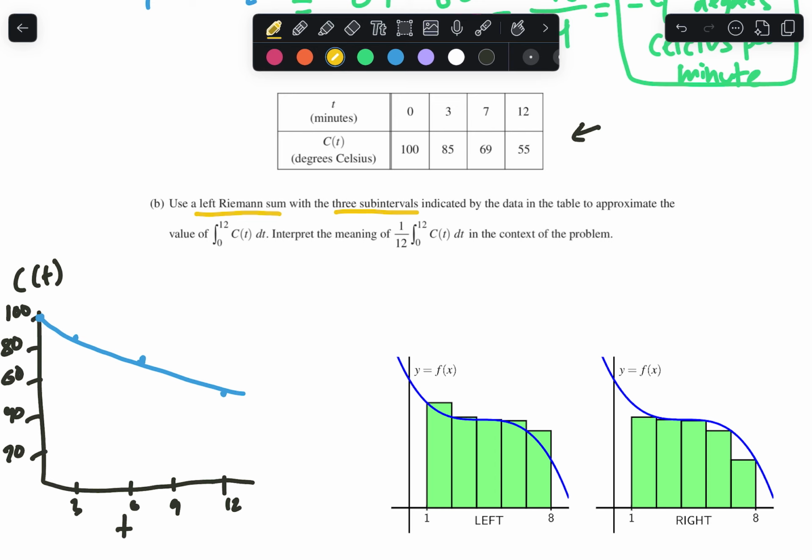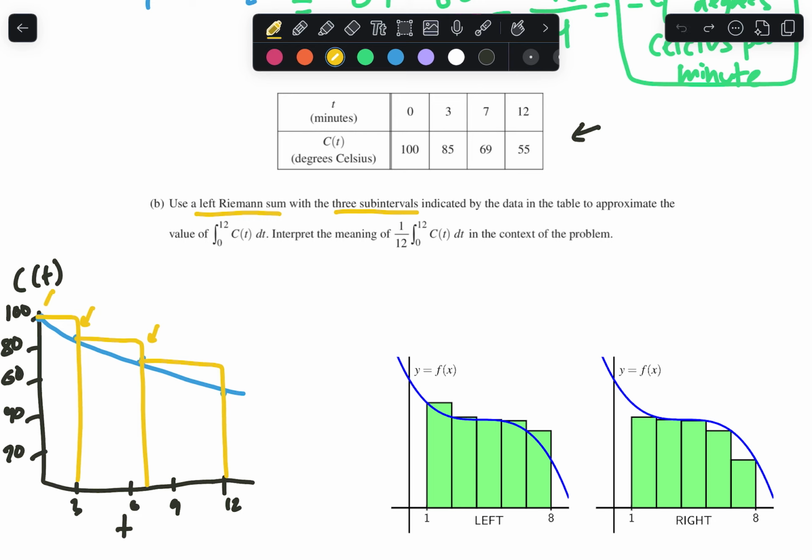So you'll notice that with the left Riemann sum, what's going to be happening is that the top left corner of each rectangle is going to be touching the curve. So that's what we're going to want to do with our points here. Our first rectangle is going to look like this. Our second rectangle is going to look like this. And our third rectangle is going to look like this. So you can see for each of these rectangles, the top left corner is touching the curve.